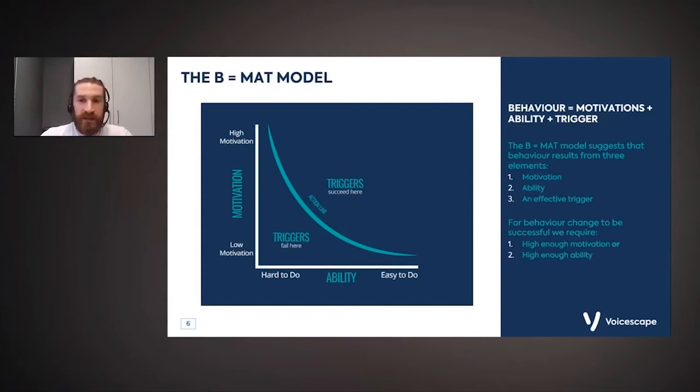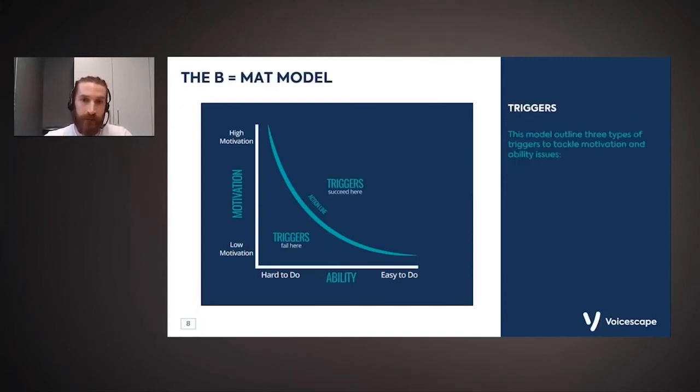So for an engagement to be successful, we need to ensure that motivation is high enough or that ability is high enough. But we also need that important third ingredient, which is an effective trigger. So we can think of two triggers that help to tackle the lack of motivation or ability, and then a third trigger that will help when both of these are sufficiently high. So when we've got sufficiently high motivation and sufficiently high ability.